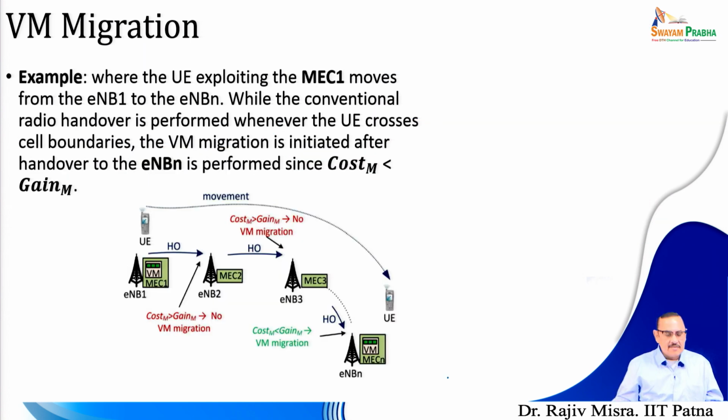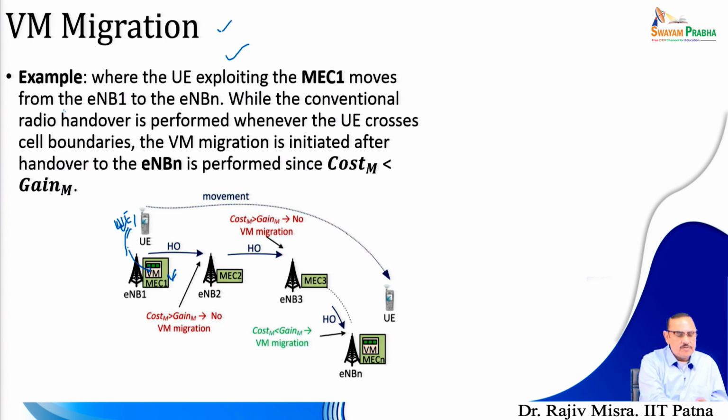Now, let us take this example of why virtual machine migration is needed. So, when user equipment is exploiting MEC 1, you can see that the user equipment is exploiting the MEC 1, this virtual machine is being run to serve user equipment 1.